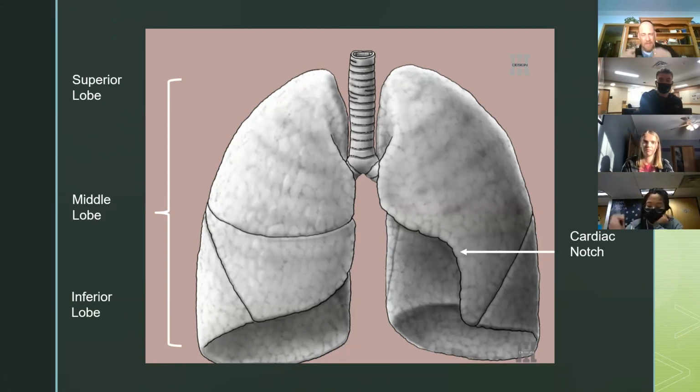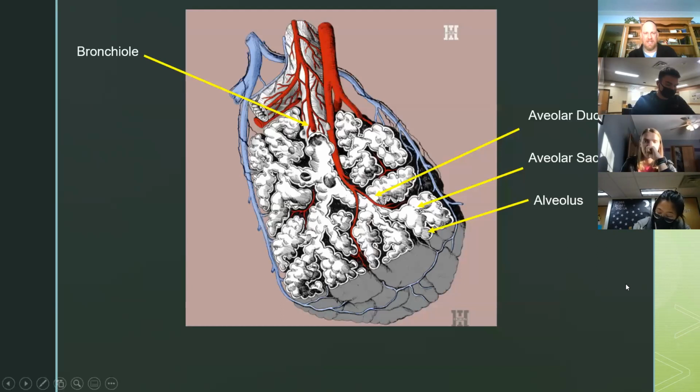Obviously, on the right, we have superior, middle, and inferior lobes. On the left, we just have a superior and inferior lobe. The cardiac notch provides a resting place for the left ventricle and left atrium of the heart. So that's the anatomical structure.